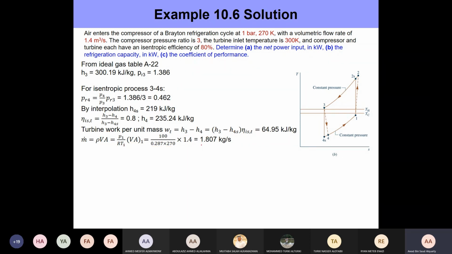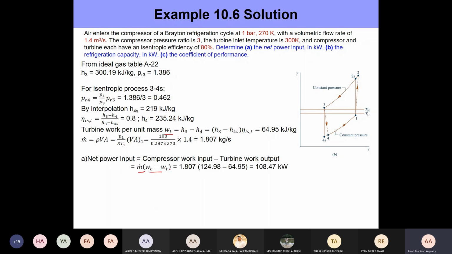Okay, so this is the mass flow rate that we have, and we already know the compressor work input per unit mass, the turbine work output per unit mass. So we just need to multiply the mass flow rate with these quantities. Okay, so mass flow rate times these quantities, which are kilojoule per kilogram, gives us the net power input. So the net power input is about 108 kilowatt, 108.5 kilowatt, let's say. So that's the first part done.